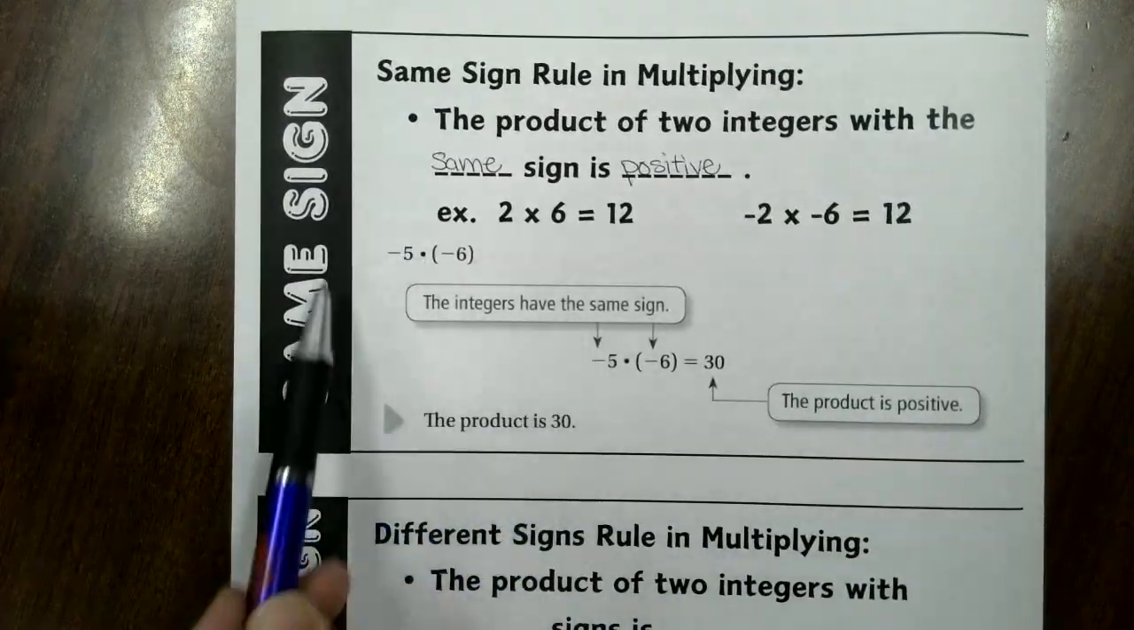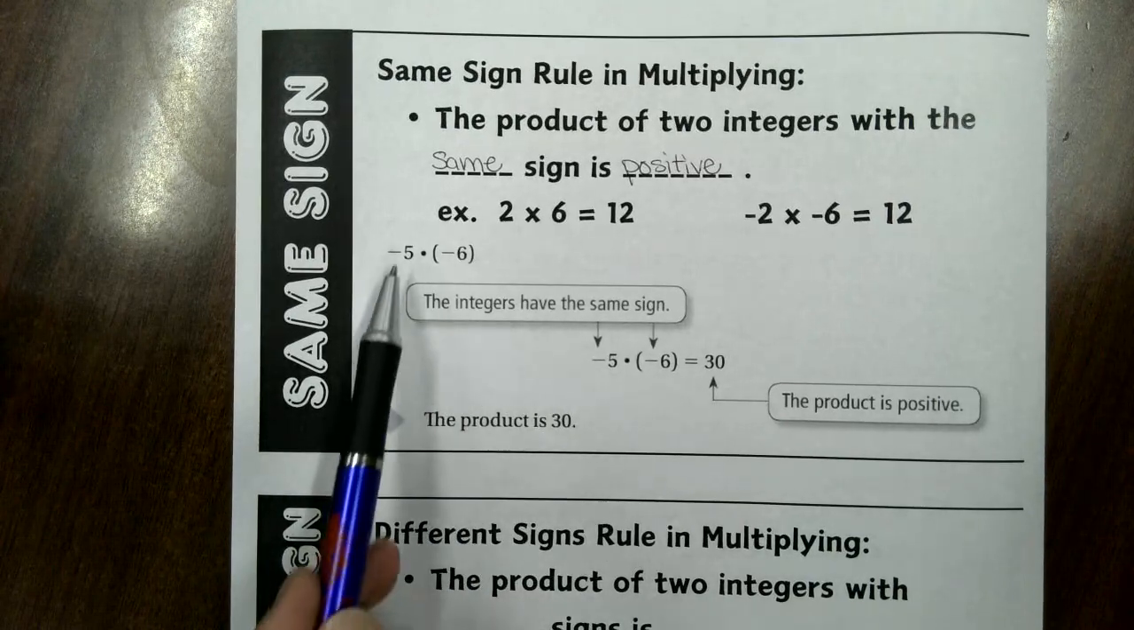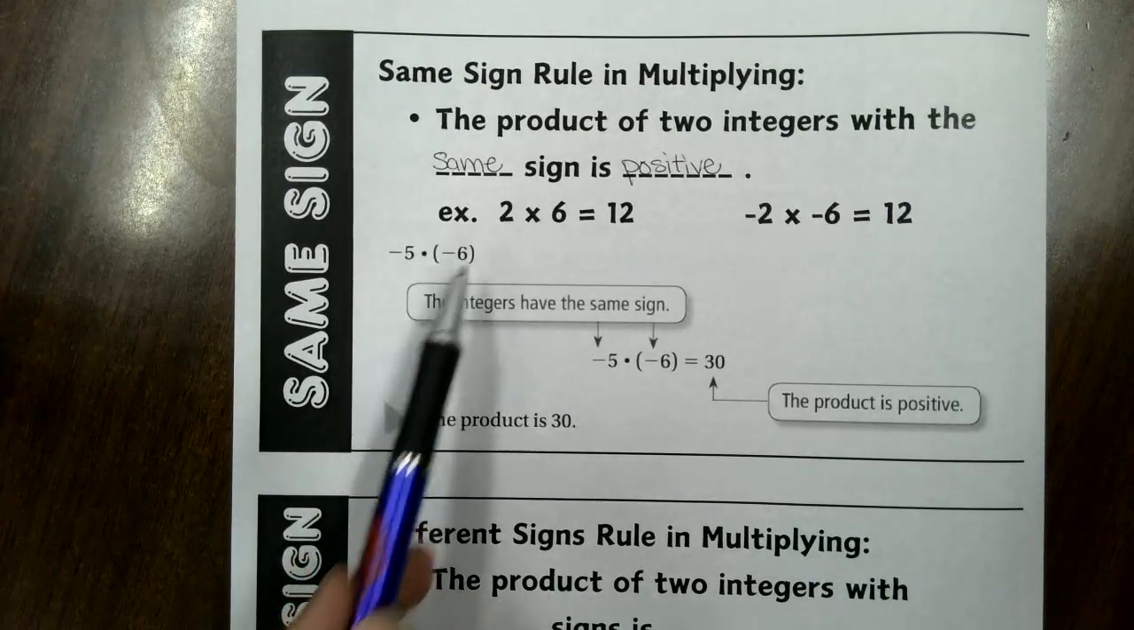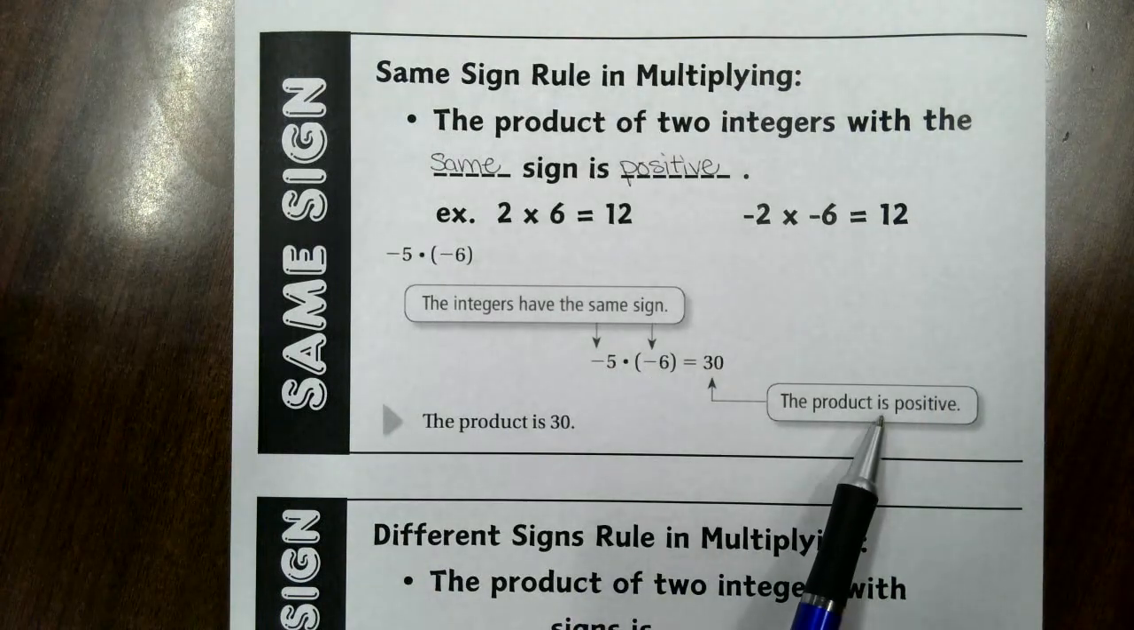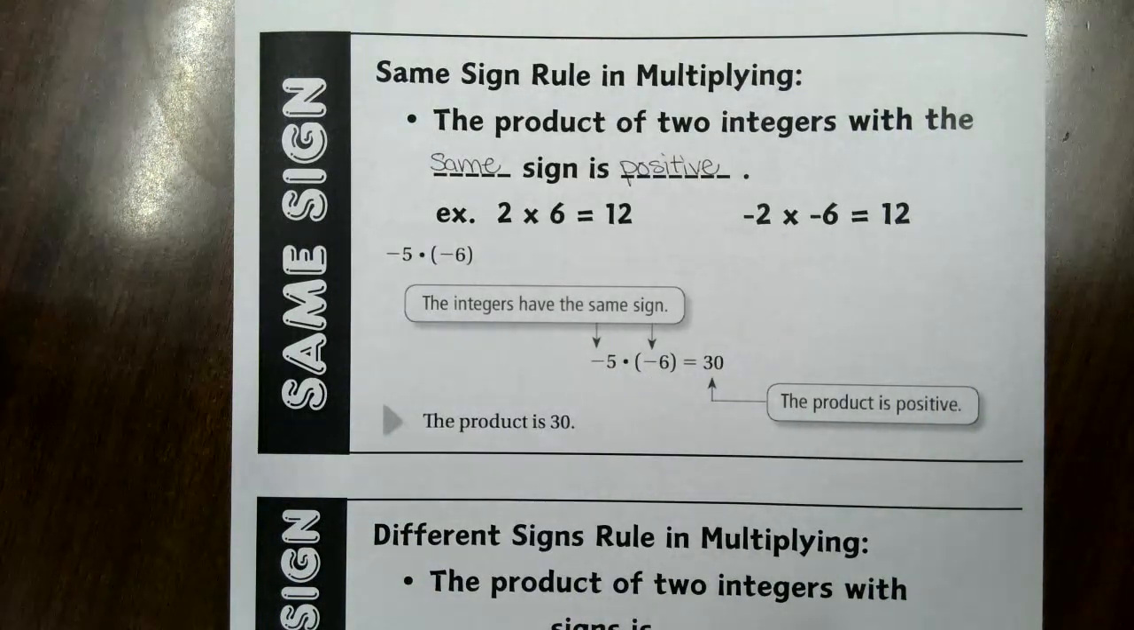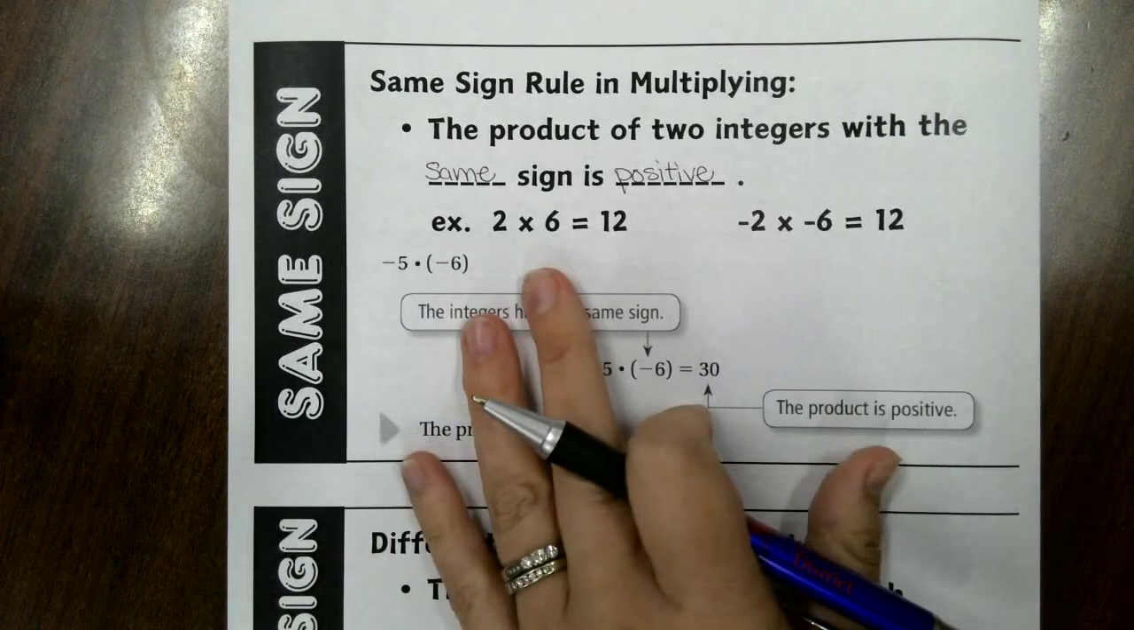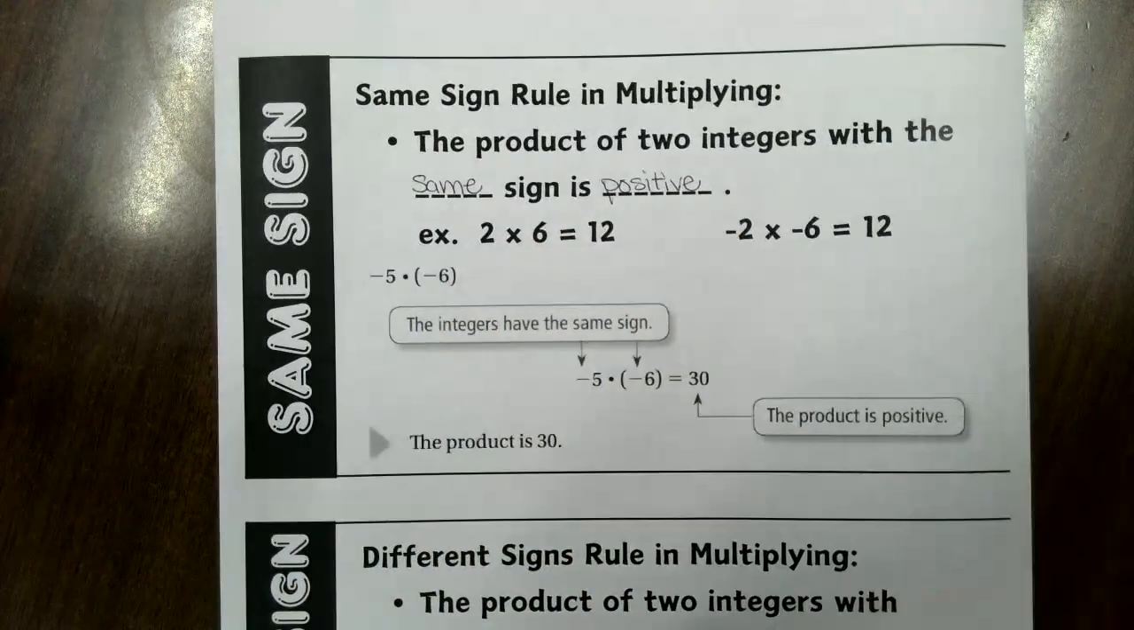And here's an example that I took from the book for you. So you have negative 5 times negative 6. The integers have the same sign, so the product is positive. The product is going to be 30. So in multiplying, same sign, positive.